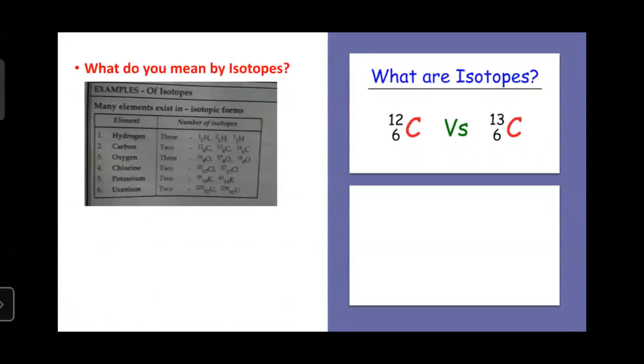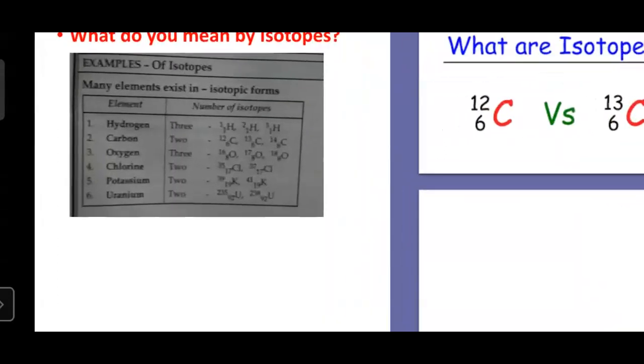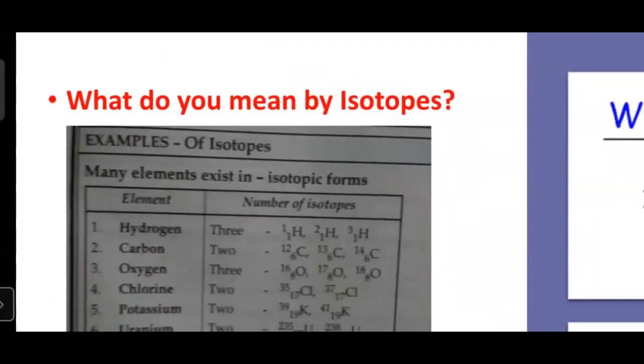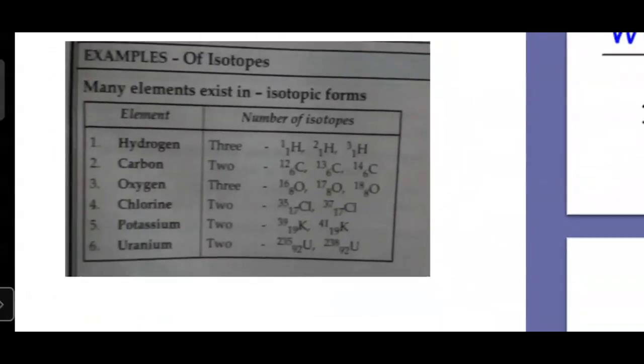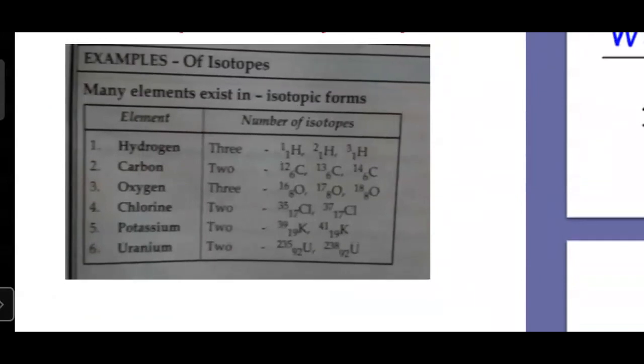Here different elements are shown: hydrogen, carbon, oxygen, chlorine, potassium, and uranium. These are some elements having isotopes. Hydrogen has 3 isotopes, carbon has 3 isotopes, oxygen has 3 isotopes, chlorine has 2 isotopes, potassium has 2 isotopes, uranium has 2 isotopes.